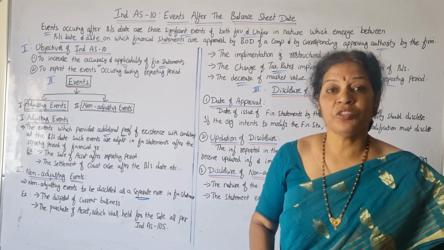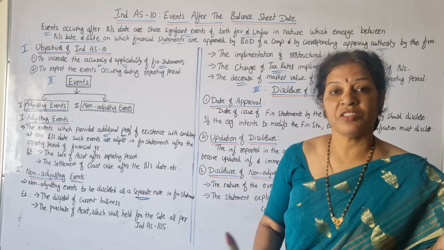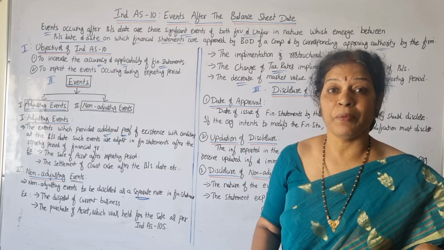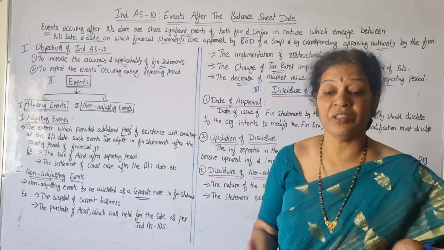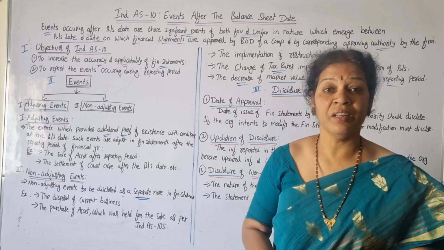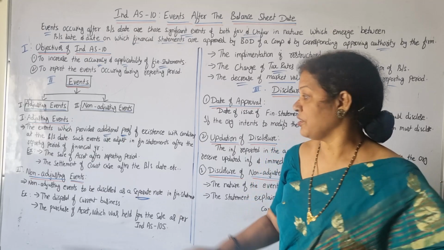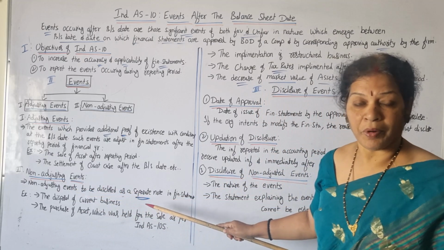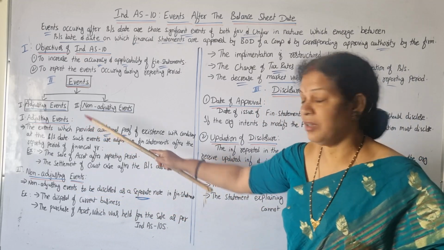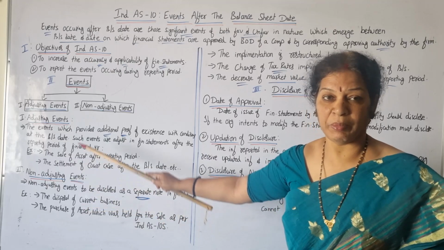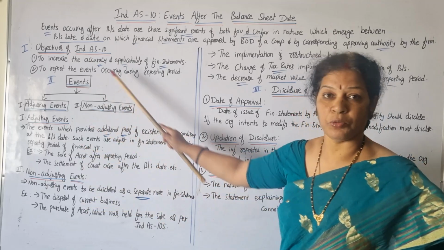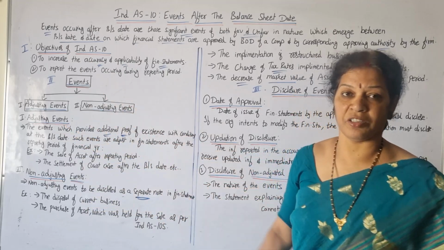When we cannot adjust, what we can do? We can just prepare a special report. In the special report we can mention that these are the events occurred which cannot be adjusted. This is the point here. Adjustable, non-adjustable events. Am I clear about this? Events are of 2 types. Adjustable, non-adjustable.